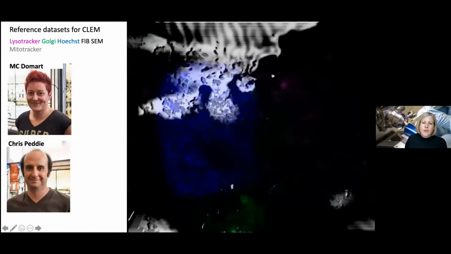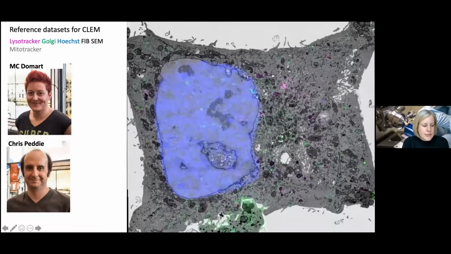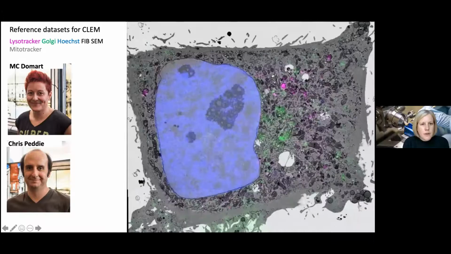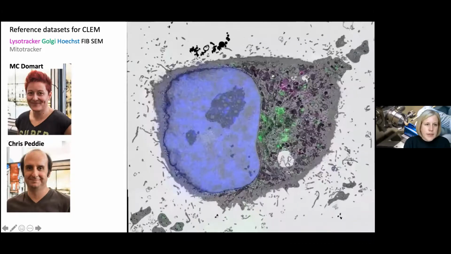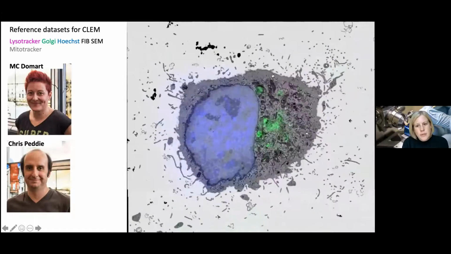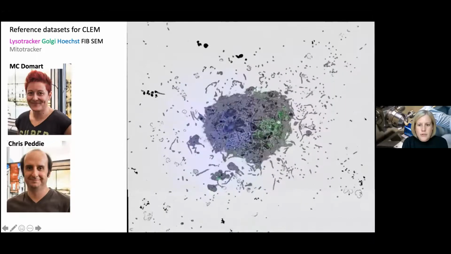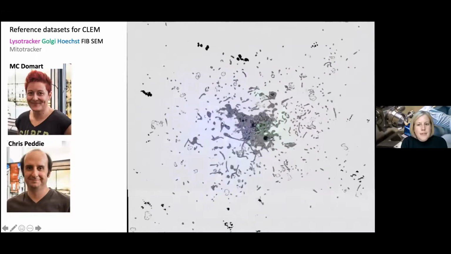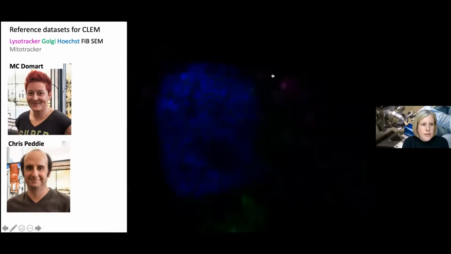And not only that, but we're talking about correlative light and electron microscopy here. And one of the really difficult things is lining up a 3-dimensional light microscopy stack acquired before sample preparation for EM with a volume EM stack acquired afterwards, because during sample preparation you get shrinkage and warping artifacts, and that makes it very difficult to have a good 3-dimensional overlay of the 2 data sets.